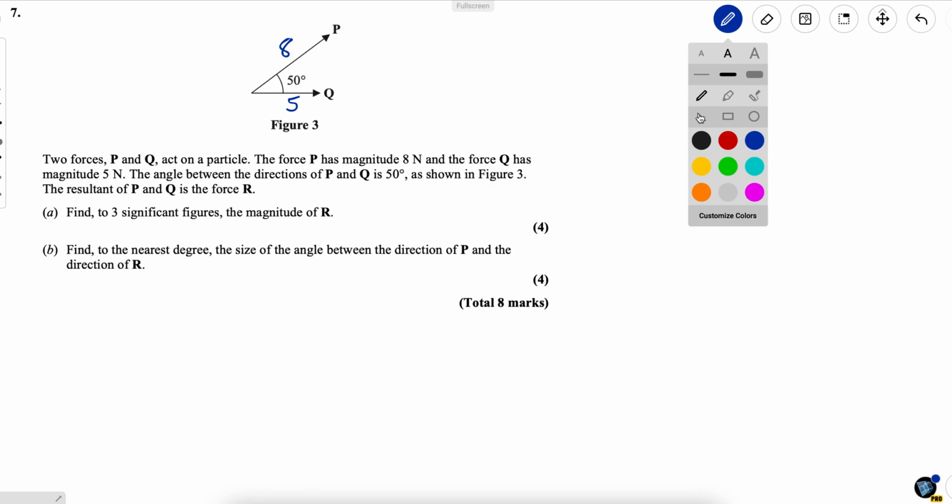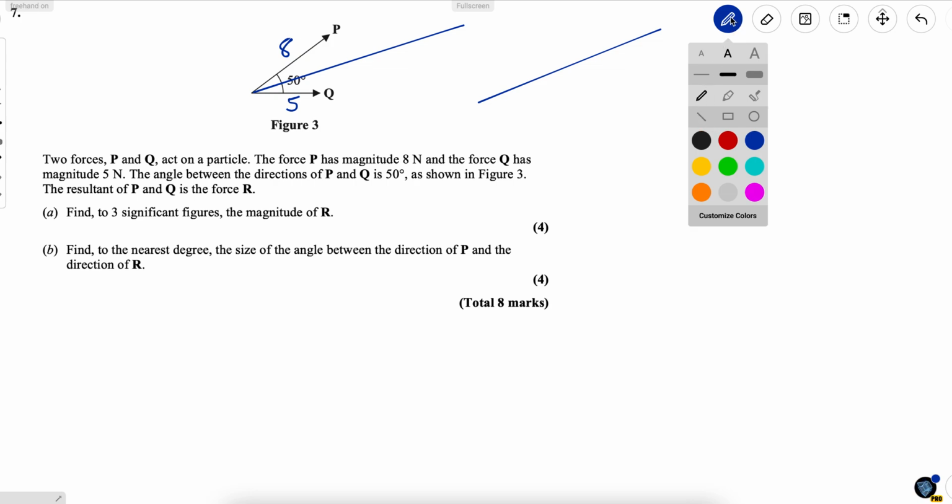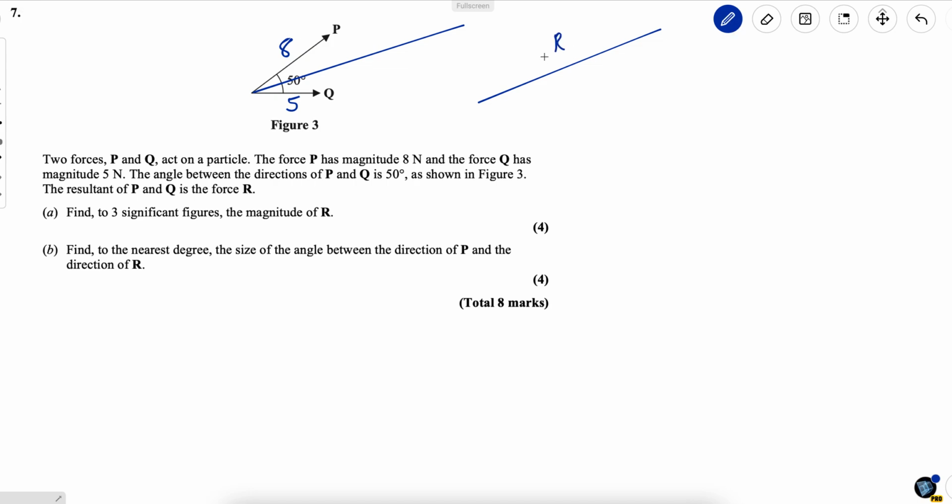So R, if those two forces are pulling in this direction and this direction, will pull the particle somewhere over here. So I'm going to just draw a separate triangle for that over there. To find the resultant of two forces, I add them together.